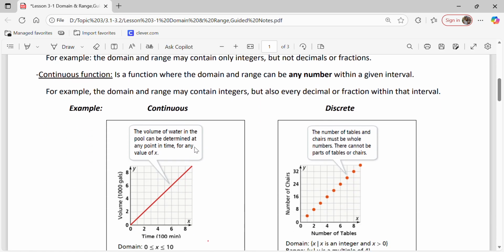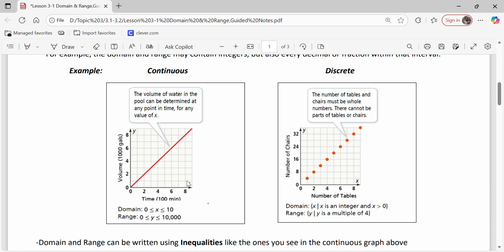So here's an example of a continuous problem. When you're filling up a pool, you have the amount of time as your independent variable, and the volume, gallons of water inside the pool, would be your dependent variable. So the volume of water in the pool can be determined at any point in time for any value of x. So how much volume is in the pool depends on how much time it's being filled. So at 0 minutes, the pool is empty, 0 gallons. So that's why it starts at 0, 0. The smallest domain is 0. The smallest range is 0.